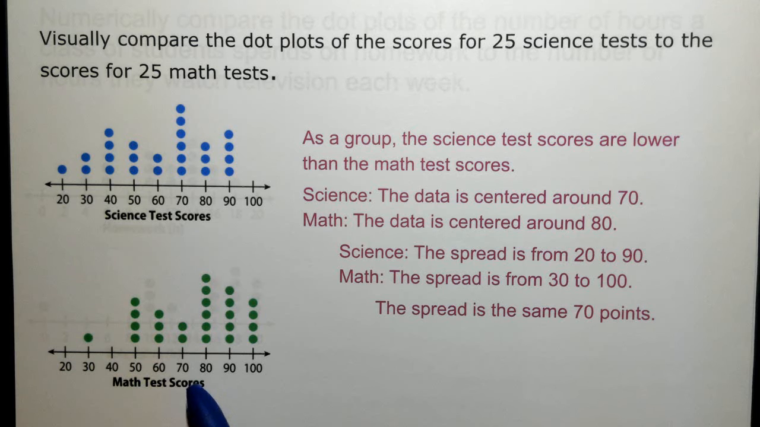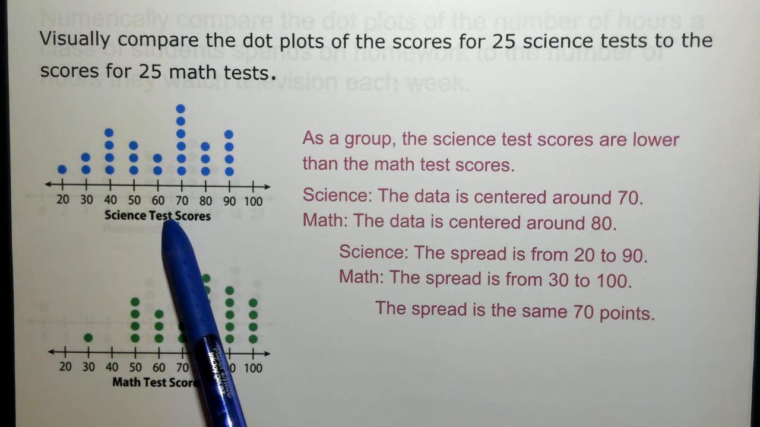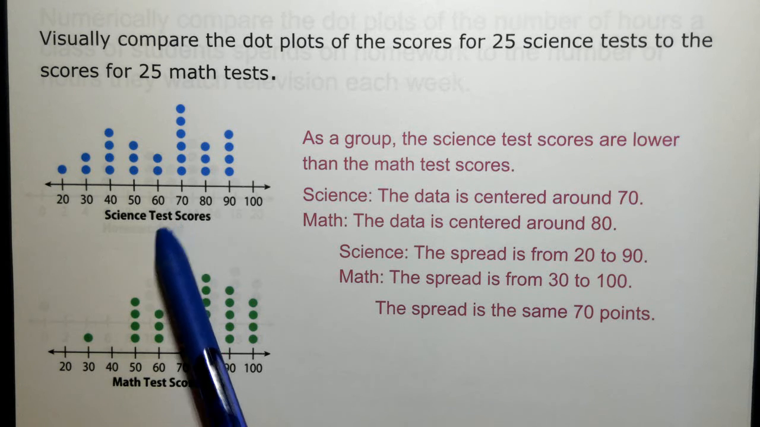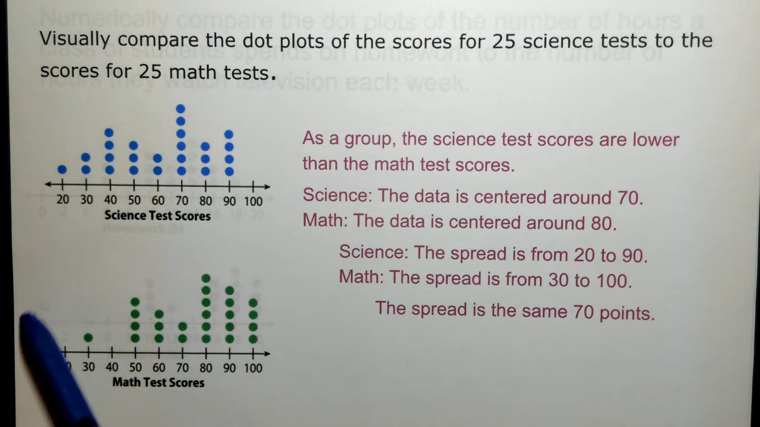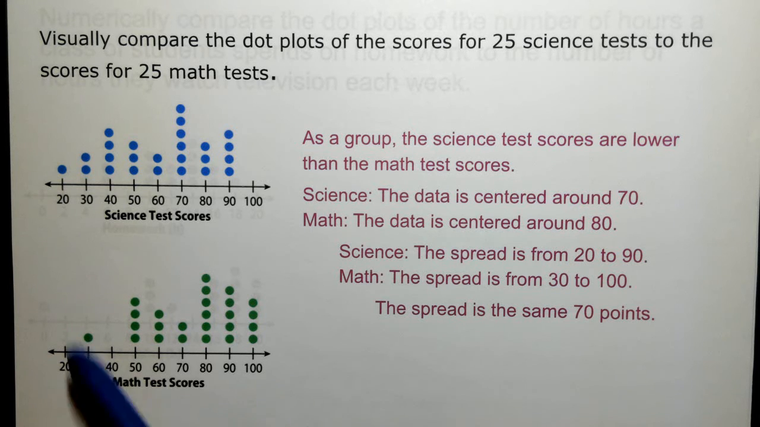So what we know is that the average, or the center, of science is, yes, slightly lower in score than the math. And also we noticed, let's look at the spread. Science went from 20 to 90. Well, that's 70. And in math, the spread was 30 to 100. So the spread between the two was very similar to each other. If the spreads were the same, then the centers would be the one area where we would conclude that the math scores were higher on average.